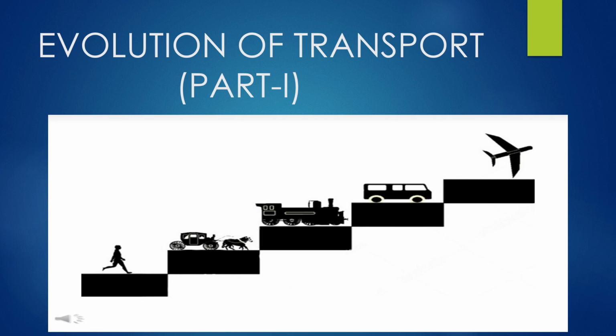Now students, let's begin lesson 4, Evolution of Transport, part 1. Students, in this lesson we will study the journey of transport from the ancient time to the present time. As you can see in this picture, the human being earlier used to walk, and then gradually and slowly now the human being is using the fastest means of communication, that is aeroplane, to move from one place to another. So in this chapter we are going to study evolution of transport.